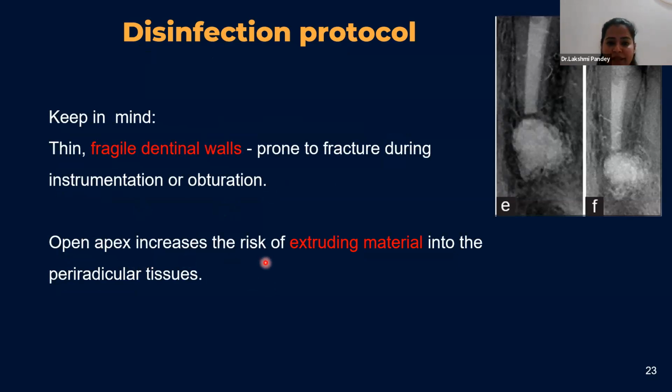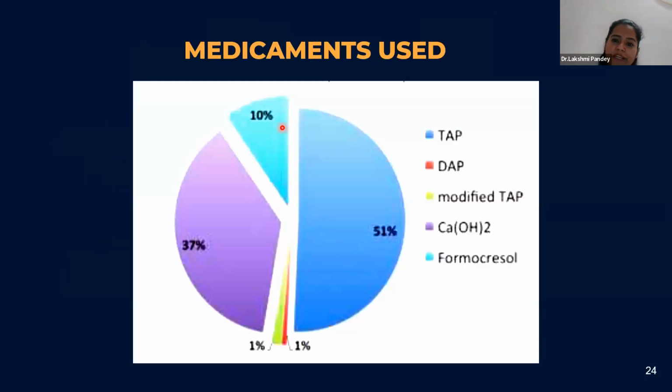An open apex also increases the risk of extruded materials, because there is no apical stop. So the instrumentation should be done with very light hands, and circumferential filing should be done to remove the debris from the walls. These are the medicaments that are used. Earlier, formocresol was used; now it's not used. Triple antibiotic paste, double antibiotic paste, then modified triple antibiotic paste, in which we put minocycline instead of tetracycline, and calcium hydroxide.